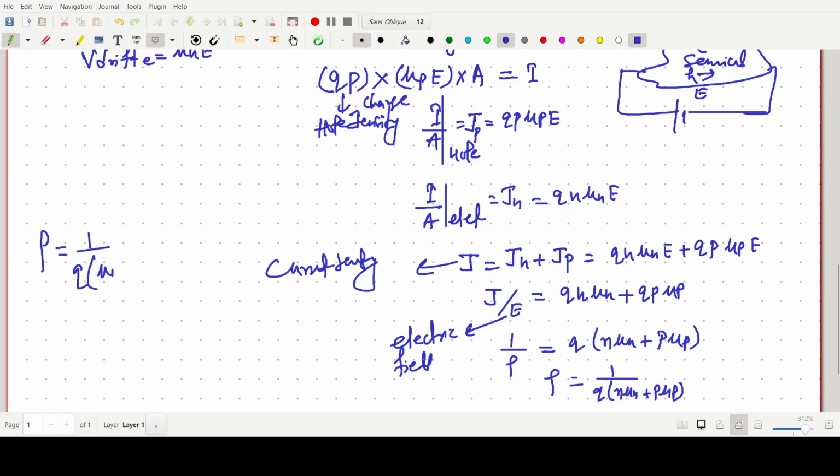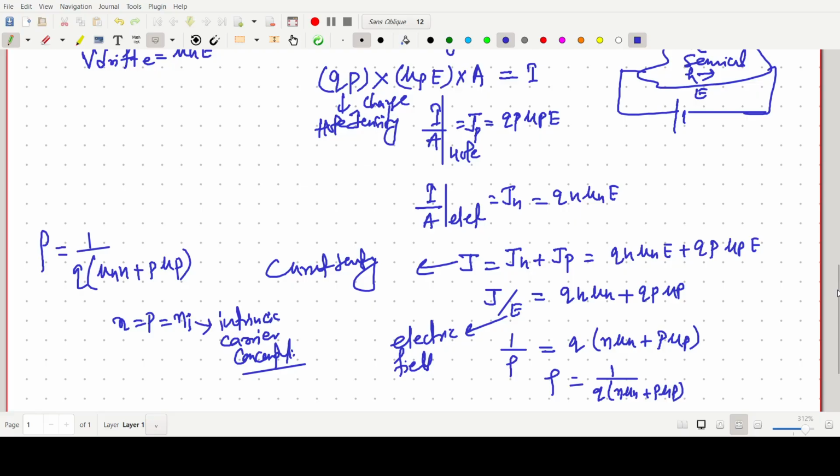So like that we can say the rho value will be 1 upon q mu n n plus mu p p, where n is the electron density, p is the hole density, mu n is the mobility of the electron, mu p is the hole mobility. Okay. But when the electron and hole density is not given, we have to take n equals to p equals to the intrinsic carrier concentration ni.